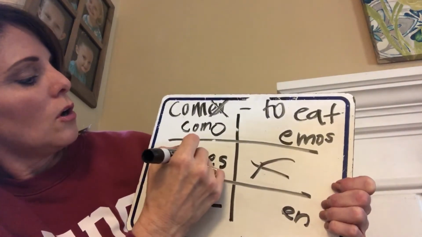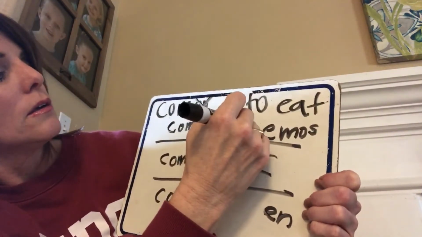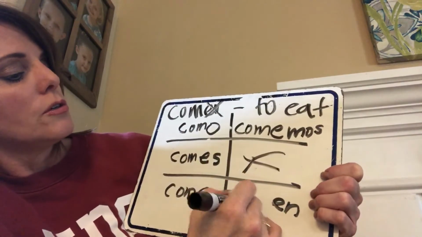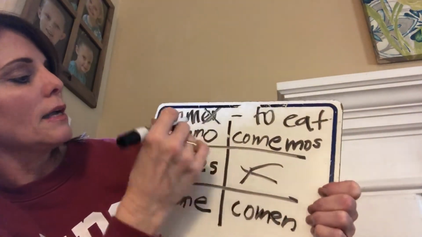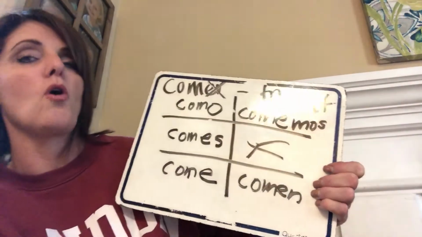Como, comes, come, comemos, comen. I eat, you eat, he or she eats, we eat, they eat. That's the ER verb comer.